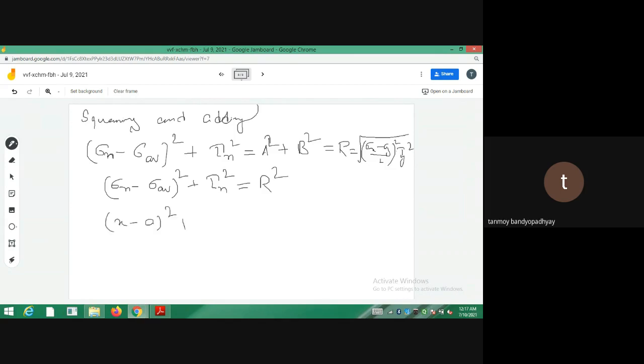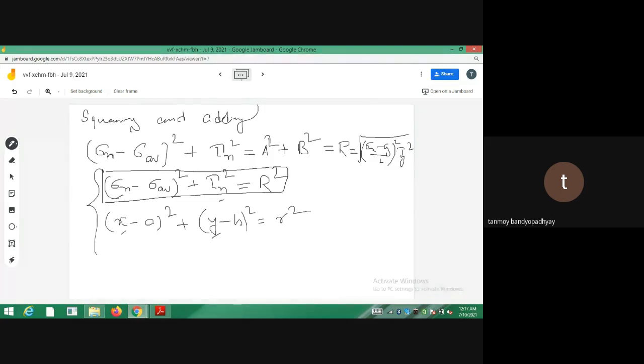So what is it? This is the equation of a circle, but with the planes. So what are the coordinates of the circle? The coordinates of the circle are x is sigma n and y is tau n.